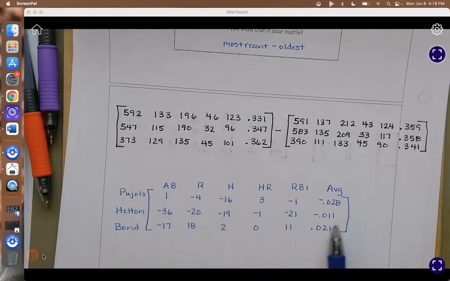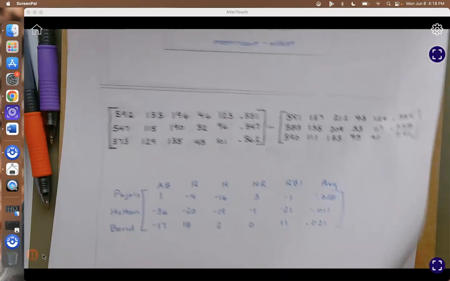The only batting average that went up is .021, which is Barry Bonds. Now, I don't know if this was Barry Bonds' pre-steroid investigation or post-steroid investigation. Not really sure. So, this is how it could be used in real life. Okay, so we have that.